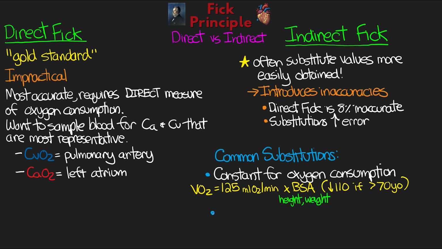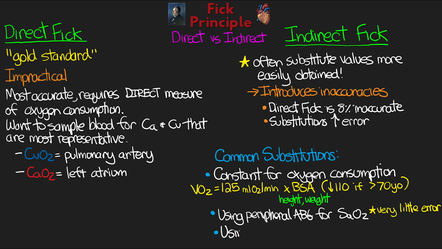Now another substitution that we do is using peripheral blood gas to determine our SaO2 and thus our concentration of arterial oxygen. This does introduce very little additional error, as it has actually been shown to be a pretty good surrogate for arterial blood concentrations.